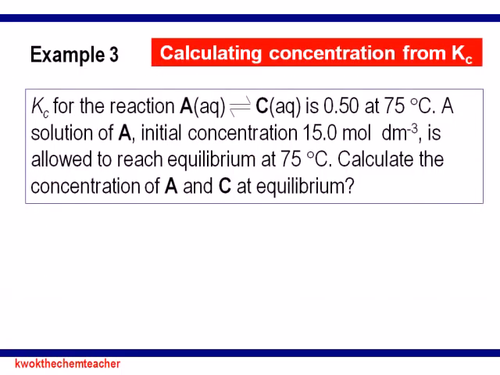Our third example is to calculate concentration from a Kc expression. This time round, you are given the Kc. The Kc for the reaction for A aqueous converting to C aqueous in equilibrium is 0.50 at 75 degrees Celsius. A solution of A, which has an initial concentration of 15.0 mole per dm cube, is allowed to reach equilibrium at 75 degrees Celsius. You are to calculate the concentration of A and C at equilibrium.